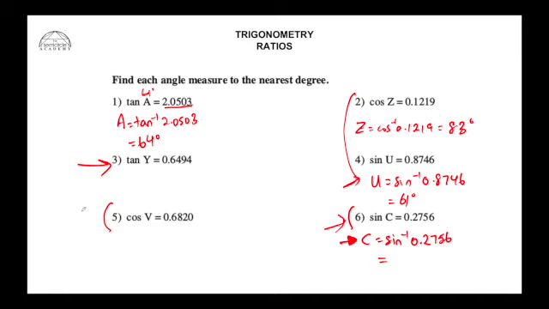Alright, while we're waiting on Soraya's answer to that question, Caitlin, you have this one? What is that one? Alright, so V is equal to the cos inverse of 0.6820. Let me just check it. The cos inverse of 0.6820 is 47 degrees, around that. The Y, what is Y degrees? Is it 33 degrees? The tan inverse of 0.6494. Scotia, did you get that? Yes, it is around 33 degrees.